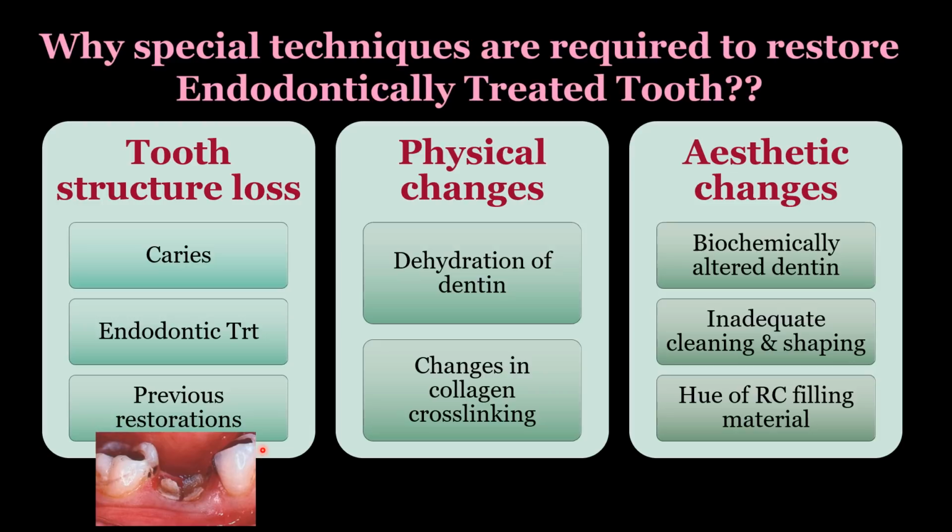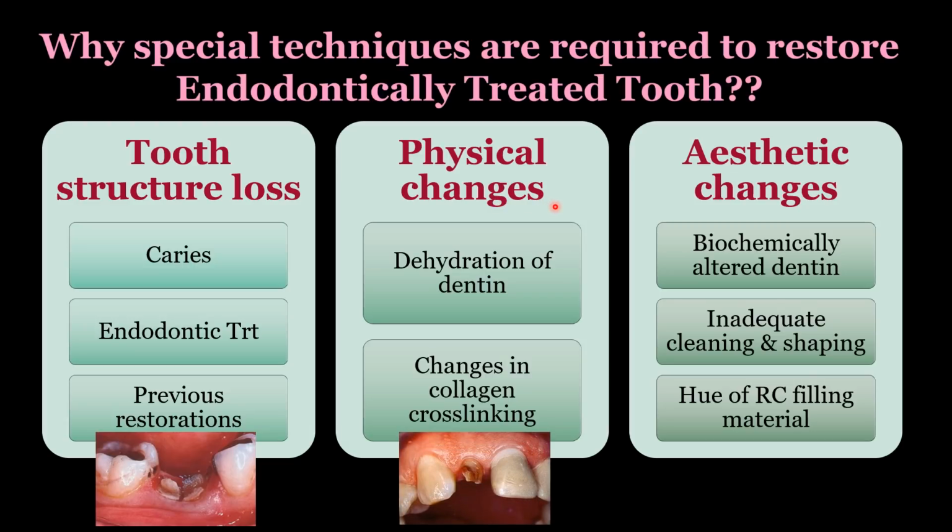fracture during function. If we talk about the physical changes, after the endodontic treatment, the tooth becomes irreversibly altered in its physical properties. First, there is dehydration of the dentine, and second, there are changes in the collagen cross linking. Now, this reduces the strength and the toughness of the teeth.